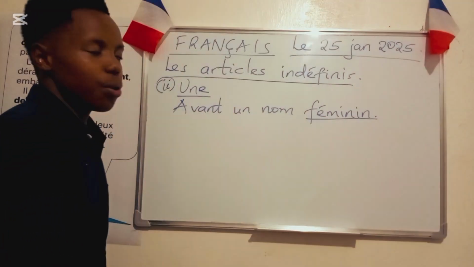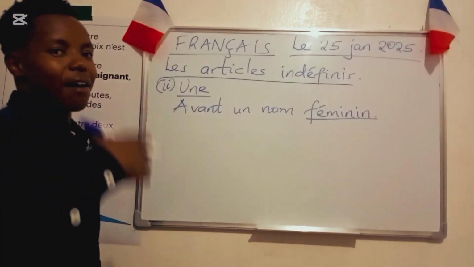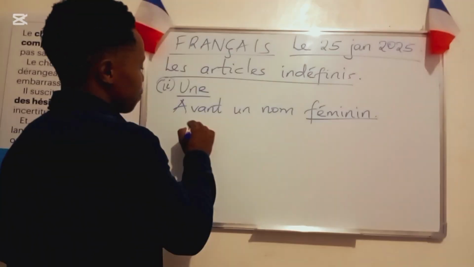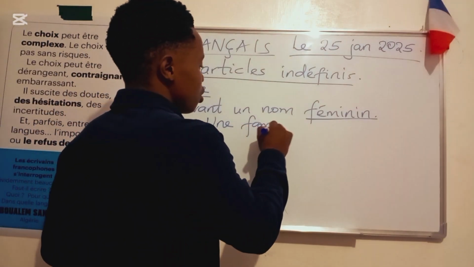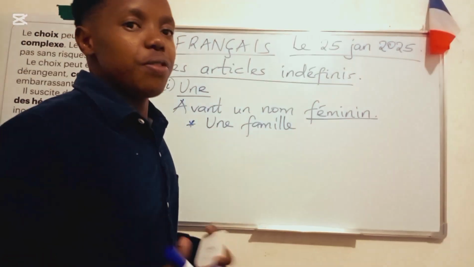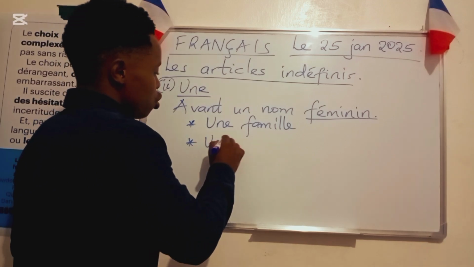Before a feminine noun. Okay? So, for example, we have une famille. Une famille. Okay? We also have une.